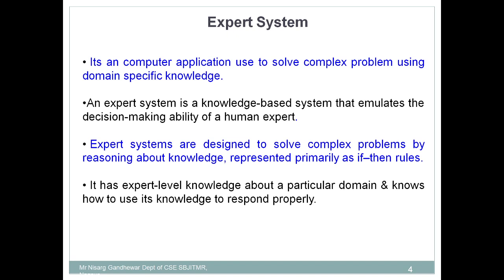We say that a particular person is an all-rounder, or has very good knowledge, because he does not have knowledge in only one domain, but in multiple domains. That can be used in an intelligent system. But in this case we are talking about domain specific knowledge. Domain specific knowledge is used to solve that particular problem.